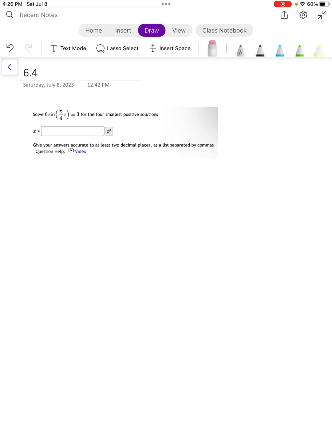The problem says solve 6 sine pi over 4x equals 3 for the smallest solutions. So what we're going to want to do is isolate this whole thing by itself on one side of the equation. We're going to treat that as if it was one variable, like 6x equals 3. I shouldn't say x, we'll say m.